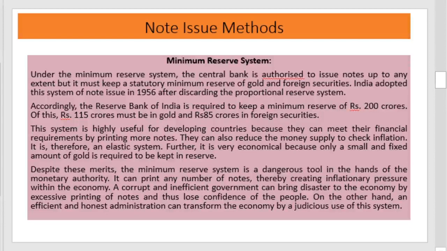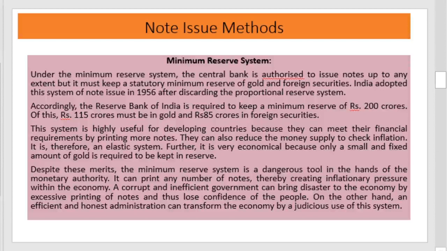Despite these merits, the minimum reserve system is a dangerous tool in the hands of the monetary authority. It can print any number of notes, thereby creating inflationary pressure within the economy. A corrupt and inefficient government can bring disaster to the economy by excessive printing of notes and thus lose the confidence of the people. An efficient and honest administration can transform the economy by a judicious use of the system. Also, this is the merit of the system.